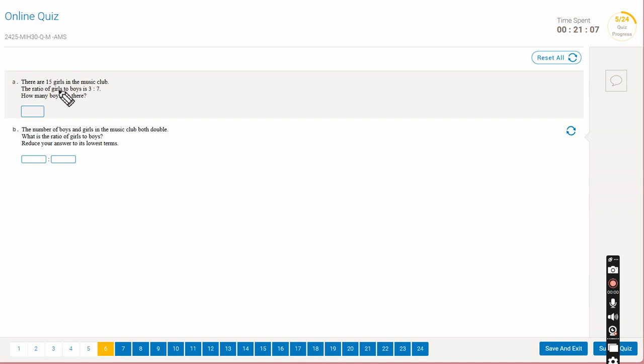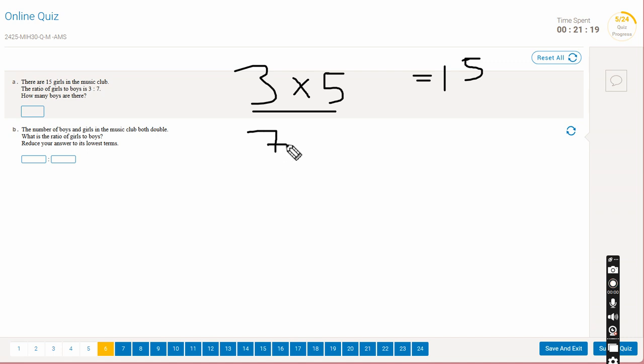Now what happens here, there are 15 girls in the music club, right? So they multiplied a number by 3 that gave us 15. Now what is that number? 5, right? And again, what did I repeat previously? Whatever number you multiply above, you also multiply at the bottom. So 7 times 5 is 35. They asked us for the boys, and that's 35.